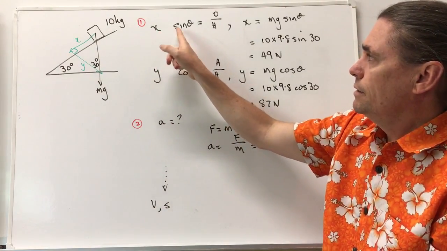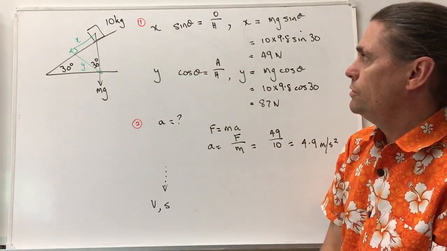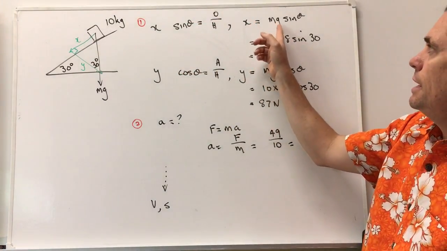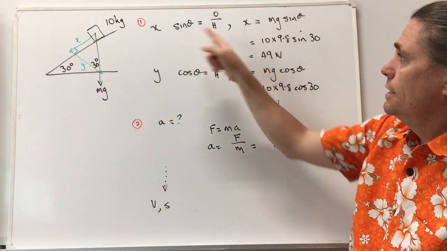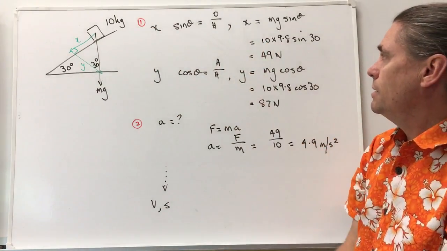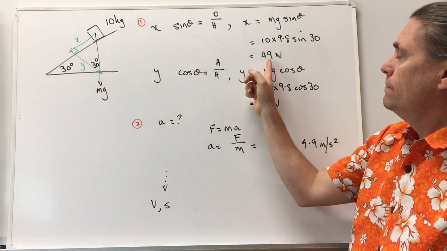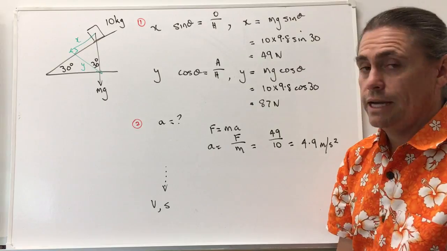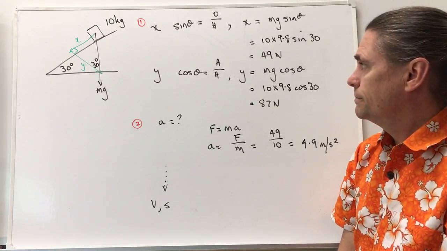X is going to be, if we look at our relationship, we're going to use sine theta as opposite over hypotenuse. Therefore, x is going to be mg sine theta. And if we put in our numbers, 10 kilograms, 9.8 meters per second squared, and sine 30, we find that the net force on this object will act in the downward direction with a value of 49 newtons.